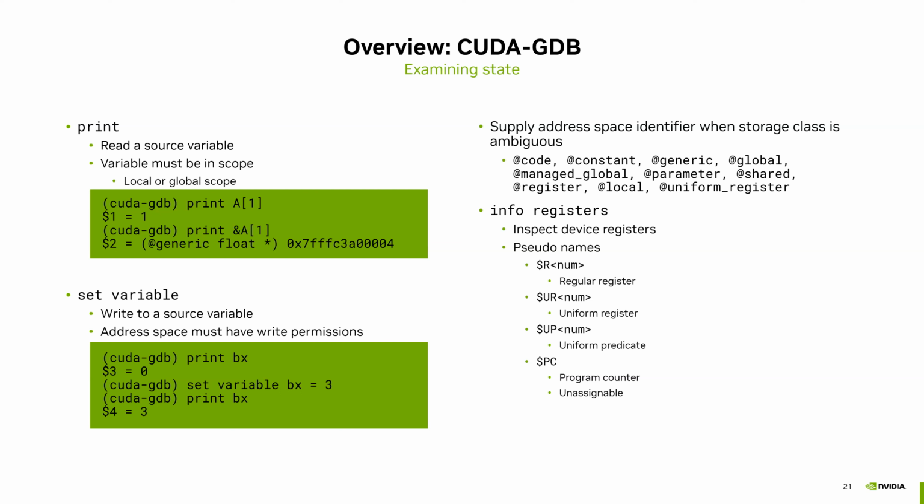Then you can use info registers to inspect device registers. So these are SASS registers. We use pseudonames here. So $R followed by the reg number is going to be a regular register. UR is uniform, UP is uniform predicate, and then of course PC, that's the program counter, but it is unassignable. So you can't assign to the program counter and expect your execution to advance to a different location.